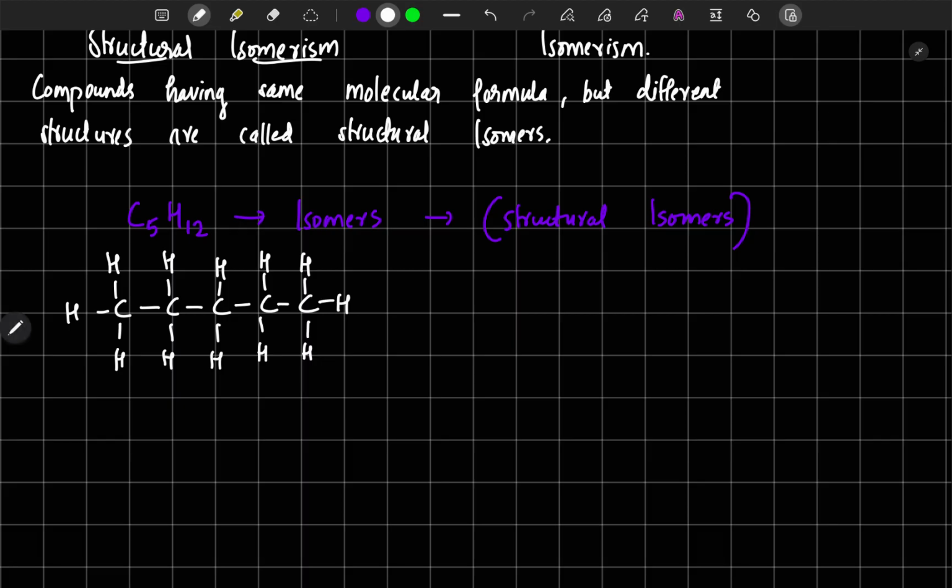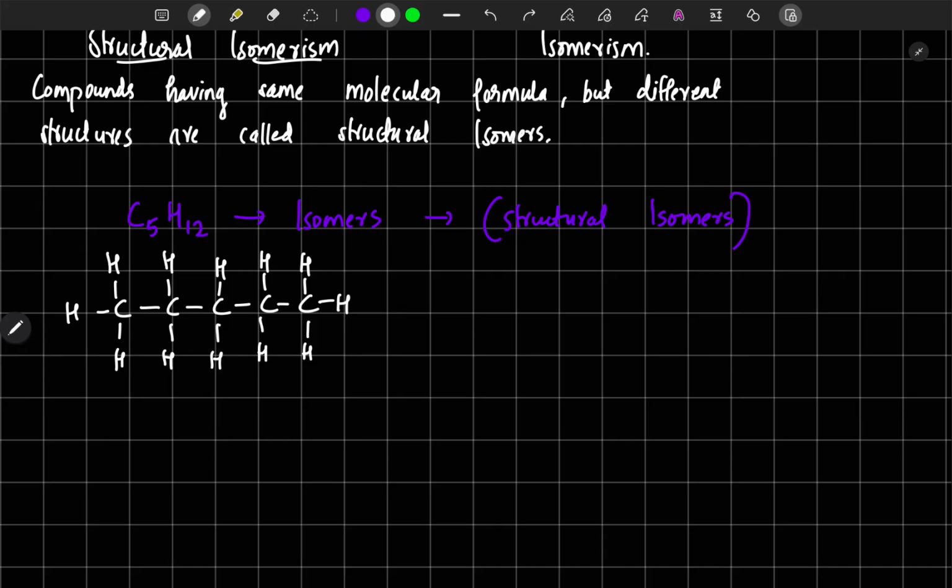So the first carbon is already attached to one carbon atom, so I need to give only 3 more hydrogens to it. Did you get it? But if you look at the second carbon, it is attached to one carbon here and one carbon here. So 2 bonds are already present. I only want to give 2 more hydrogens. That is how we do it.